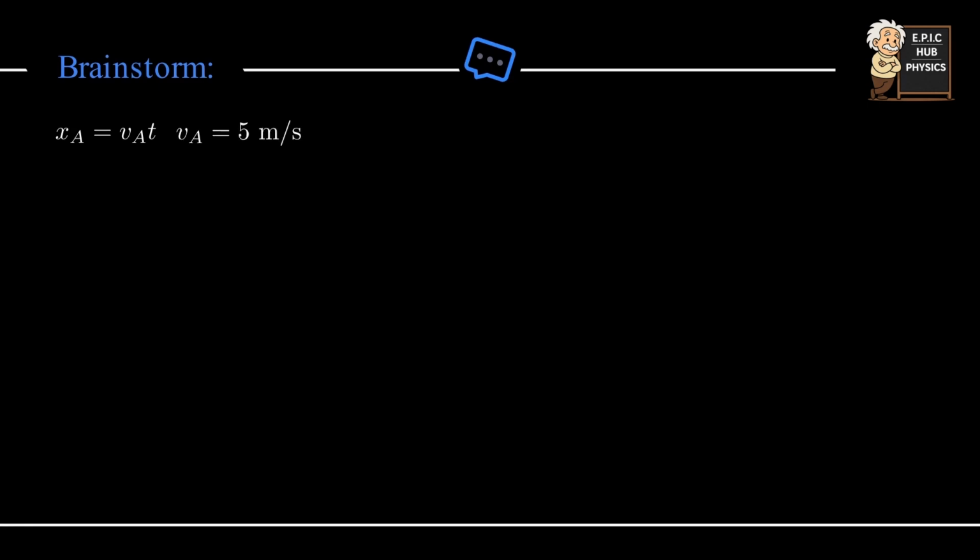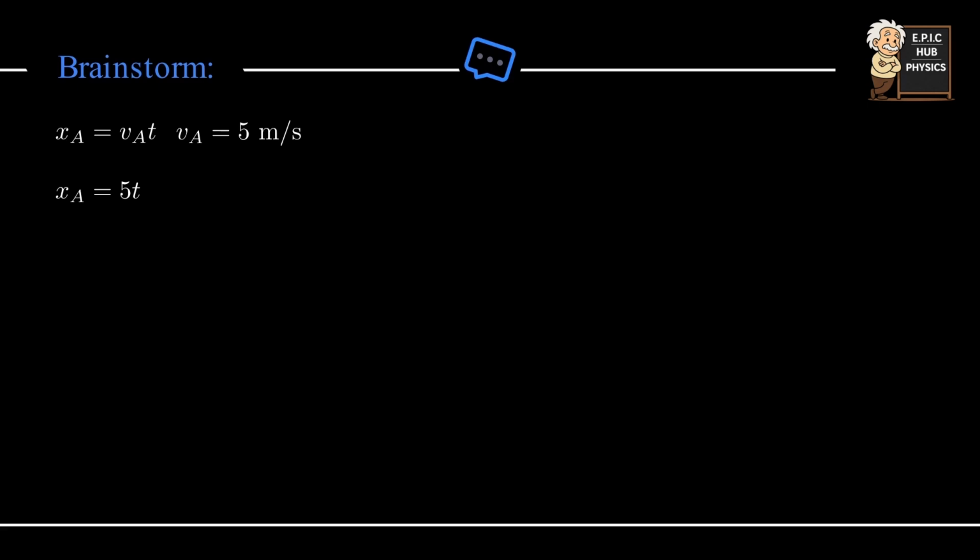Now let us work through the solution. First, we describe the motion of Vehicle A. Vehicle A moves at constant speed, so its displacement is given by speed multiplied by time. Vehicle A moves with a speed of 5.0 meters per second. So, the displacement of A equals 5 multiplied by t.